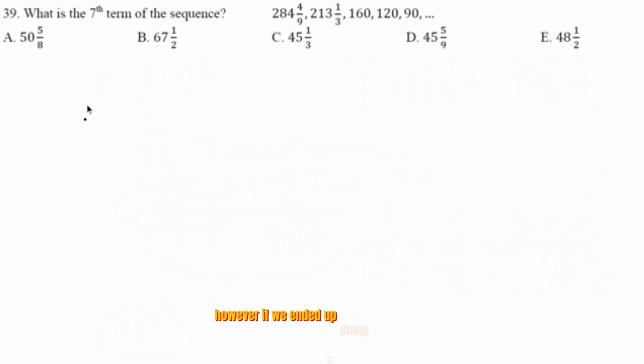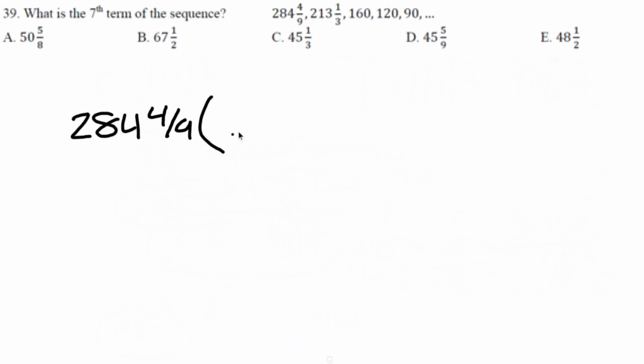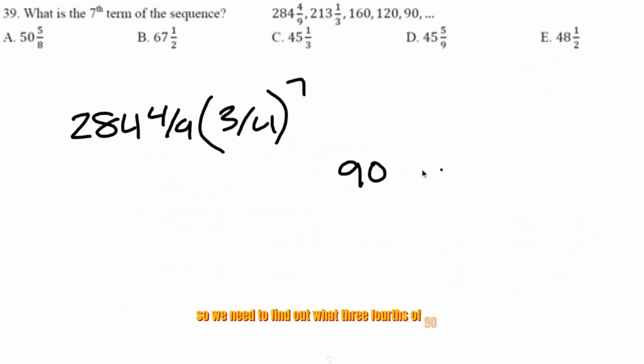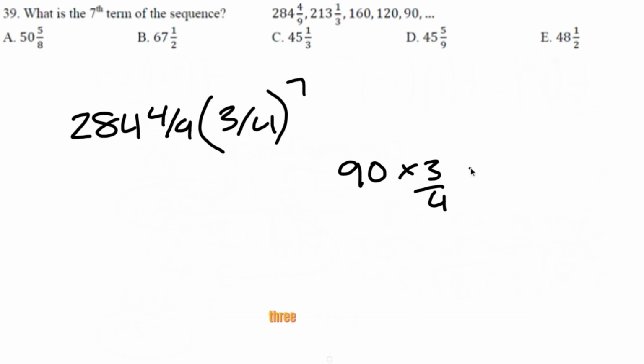However, if we ended up doing the formula, we would have to compute 284 and 4 ninths times 3/4 to the power of 7. That's a lot of math to do. So instead, what we can do is find the 7th term by using the 5th term. So we're given the 5th term here, which is 90. And we need to find out what 3/4 of 3/4 of 90 is.